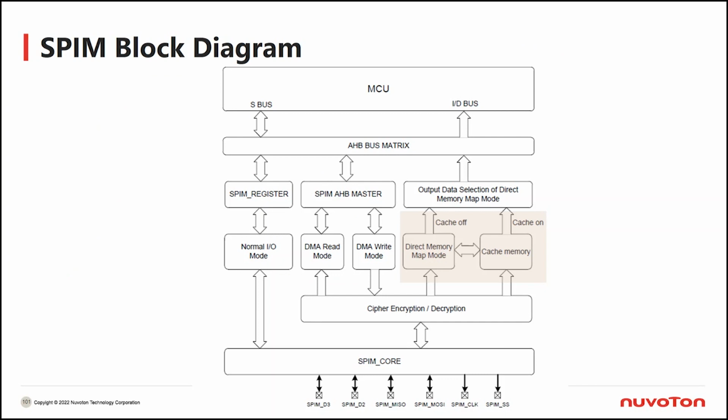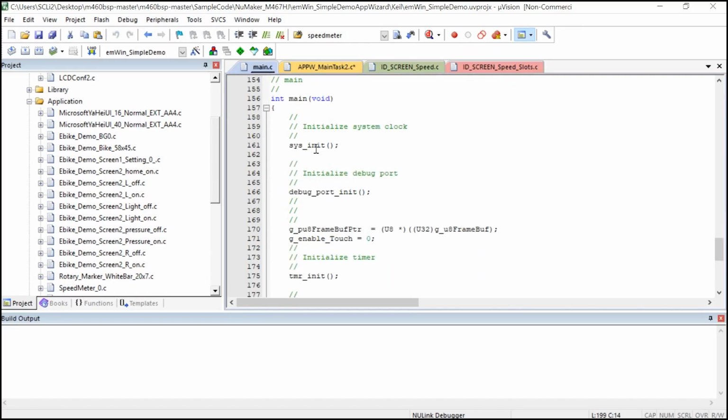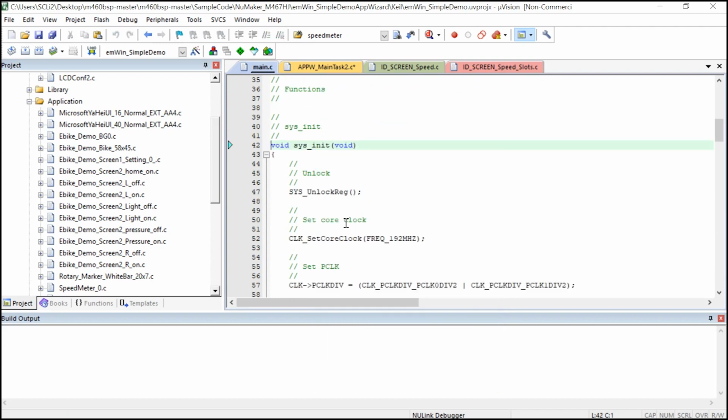Since human-machine interface projects often require a large amount of space to store image resources, we can use an external SPI flash to expand the storage capacity. So the Nuvoton M467 series supports SPI master mode for the SPIM interface. When the direct memory mapping mode is enabled, the external SPI flash can be treated as a ROM module. So by storing large resources like images in the SPI flash, we can quickly access the resources and improve overall execution performance. So now let's see how to add SPIM functionality to the program.